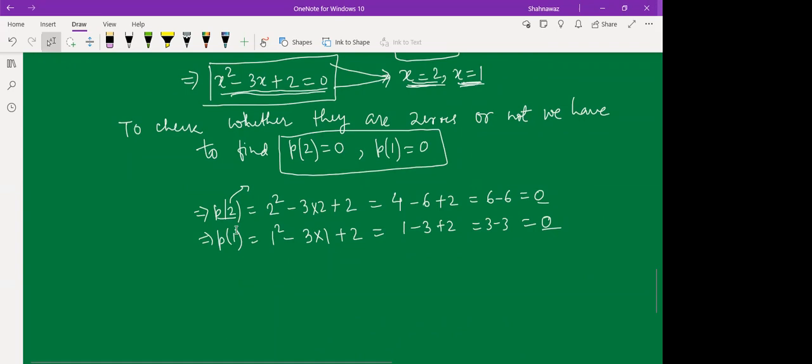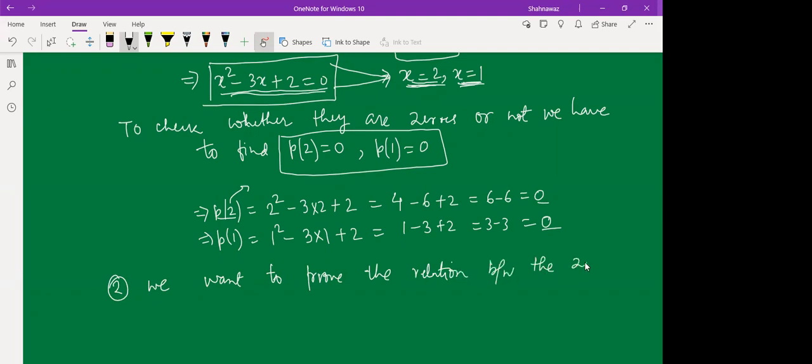Okay, so then we will do the questions in the NCERT. We'll solve this together. But first, one more thing is remaining: we want to prove the relation between the zeros and the coefficients.